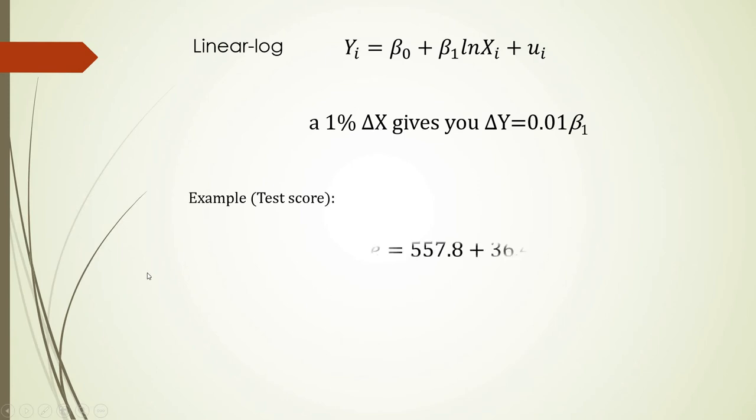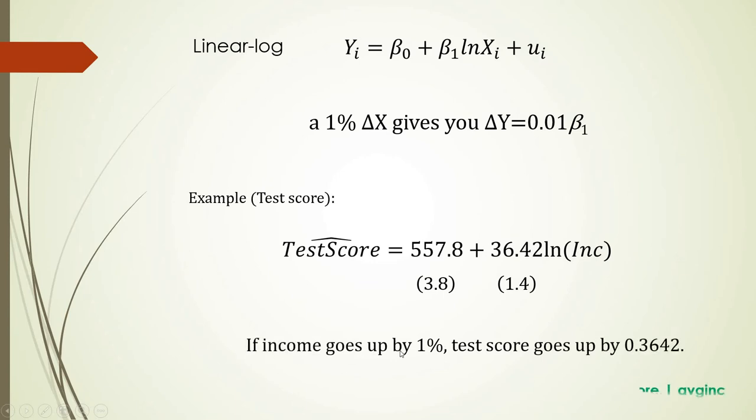For example, in our test score example, we have income as the independent variable, that is, average income in districts is influencing the size of test scores in those districts. We have beta 1 of 36.42. What it actually means is that if income goes up by 1%, so our independent variable goes up by 1%, on average, test scores go up by 0.3642. So we have divided this number by 100 to get the real effect of beta 1 for the test scores. Let's go to the example.